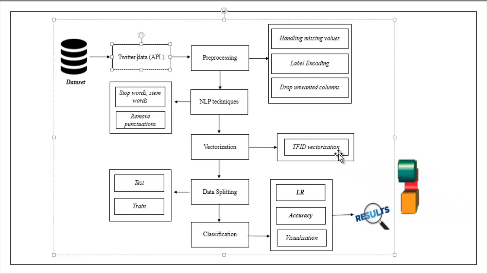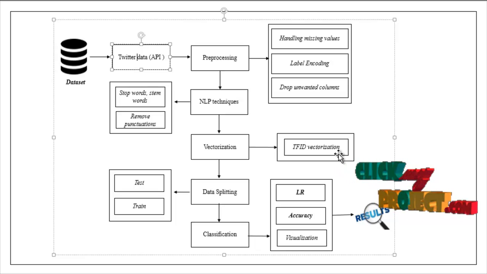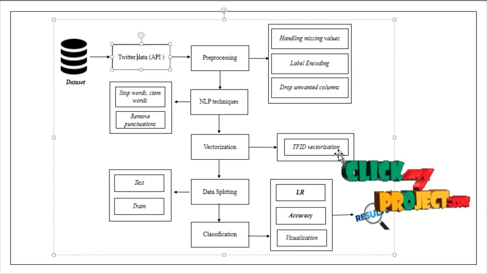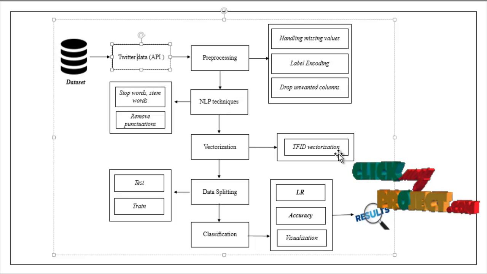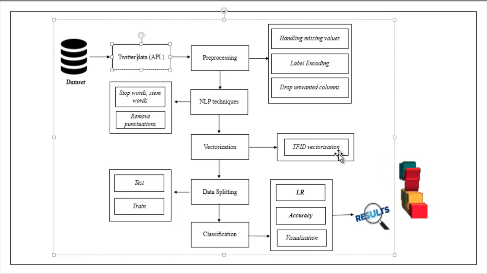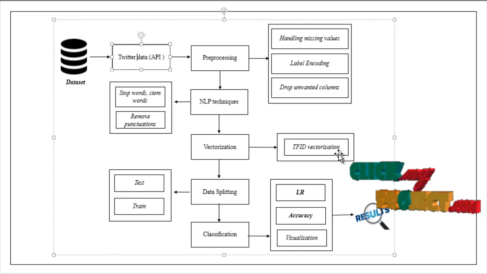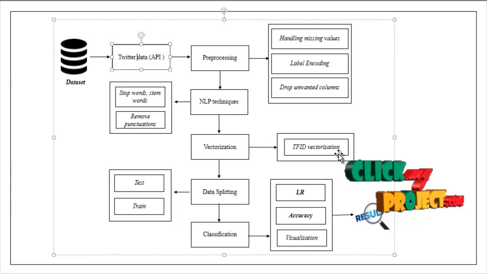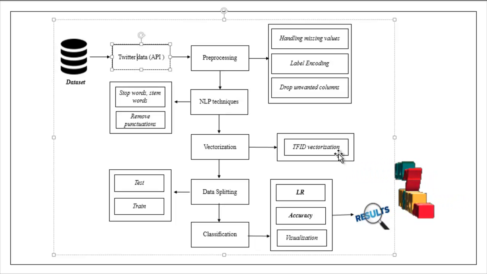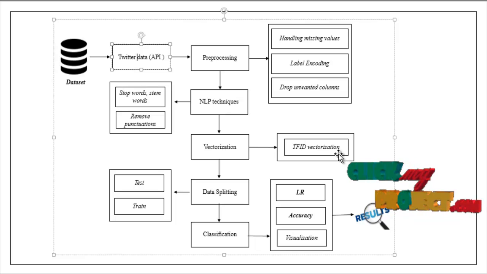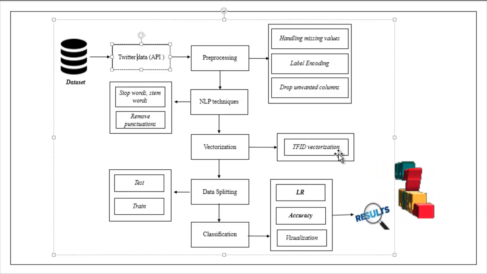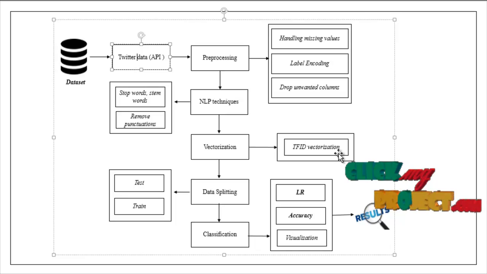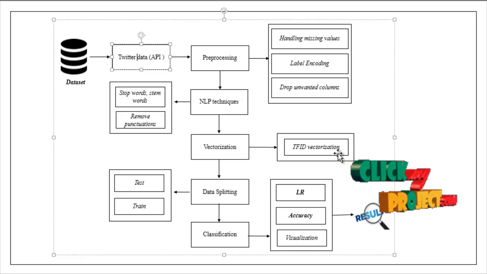Then we have to implement the classification algorithm. In this we have to implement a machine learning algorithm like logistic regression. After that we have to find some performance metrics for logistic regression such as accuracy. Then finally we have to visualize your data in the form of a graph, like how many tweets are positive and how many tweets are negative. So this is the flow of our process.